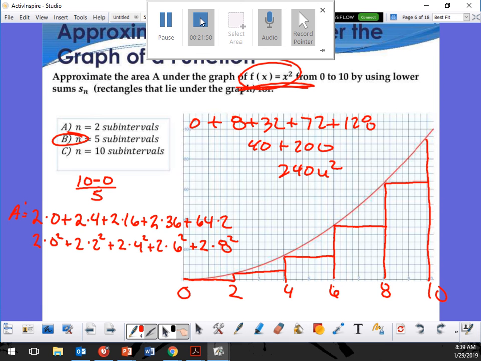Like we did A and B, what about C? Oh, yes, we're going to do that.